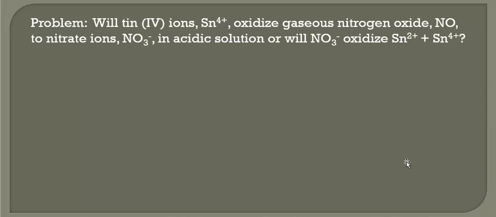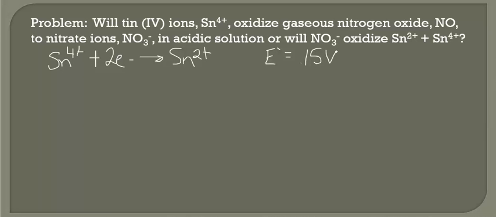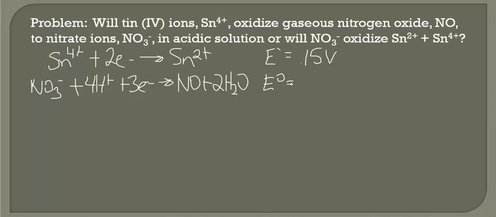So let's look at this one here. We want to know what's going to oxidize what. Again, we're going to pull the half reactions from the electromotive series. Here's my tin half reaction. The standard reduction potential is 0.15. And then for nitrate, we have this half reaction. And the standard reduction potential is 0.96 volts.